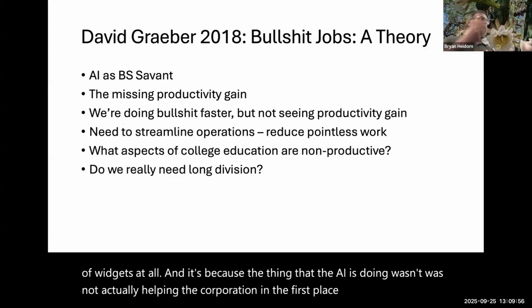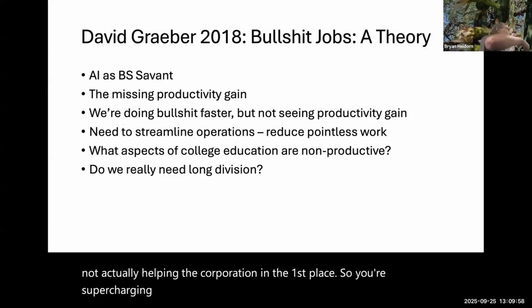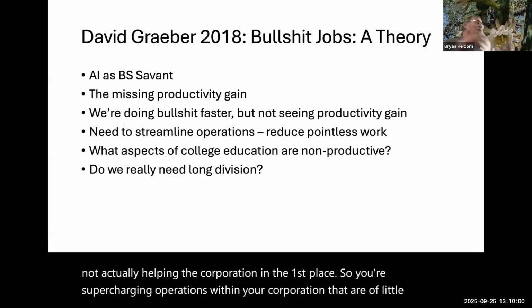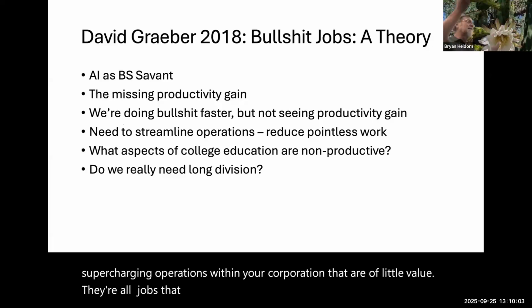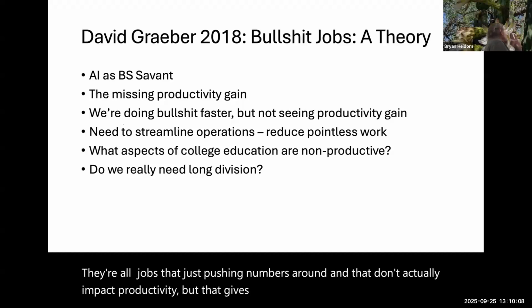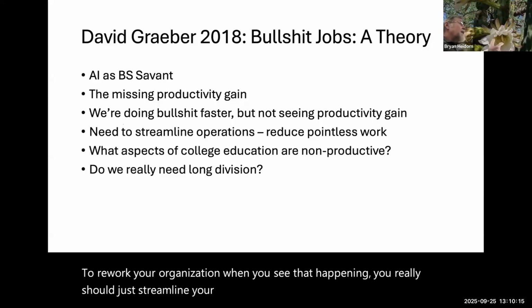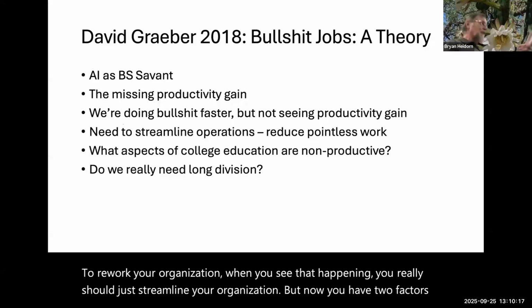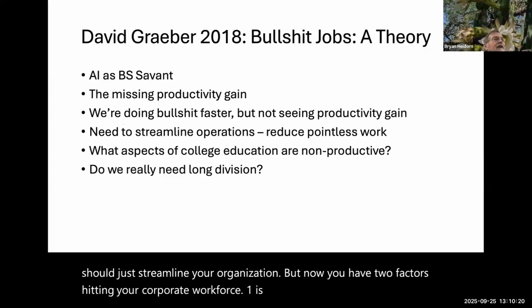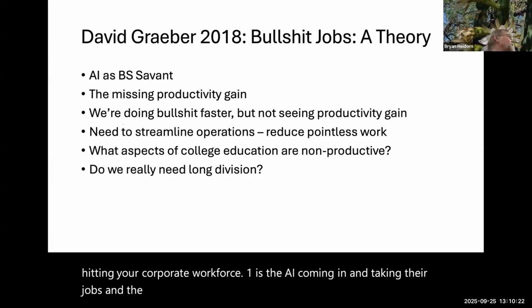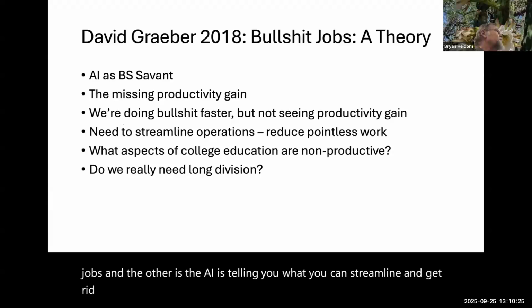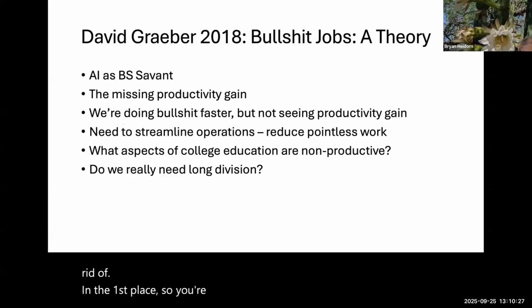So you're supercharging operations within your corporation that are of little value. They're all bullshit jobs that are just pushing numbers around and don't actually impact productivity. But that gives you an opportunity to rework your organization. When you see that happening, you really should just streamline your organization. But now you have two factors hitting your corporate workforce. One is the AI coming in and taking their jobs, and the other is the AI is telling you what you can streamline and get rid of in the first place. So you're improving operational functions by changing your organization itself.